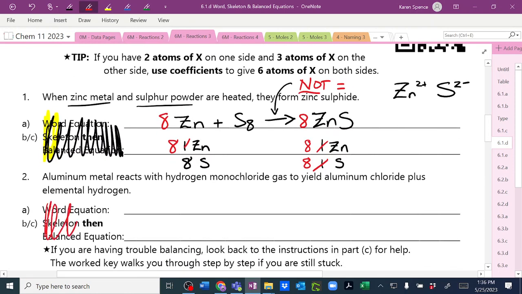Okay, again, ignore this bit here. I'm going to rewrite these so they don't have all the little bits on them. We have aluminum metal, so that's just going to be Al, reacts with hydrogen monochloride. What on earth is that? It's just H monochloride Cl. It reacts to yield. To yield means to give, so arrow. Aluminum chloride plus elemental hydrogen.